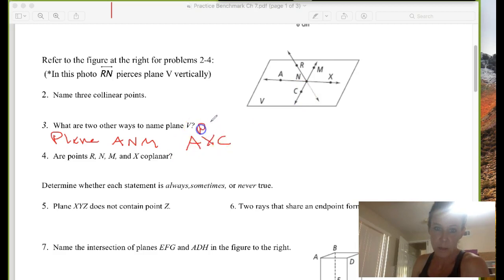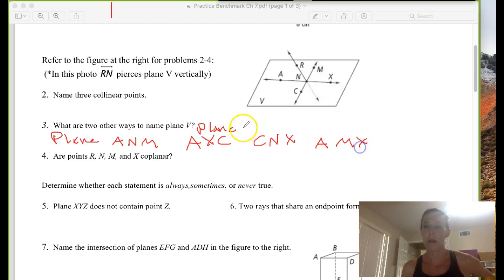So you can name it plane AXC. There's several other ones you could do. How about CNX? You could do that. CNX. AMX. You could do that. Anyways, those are 4 different ways.